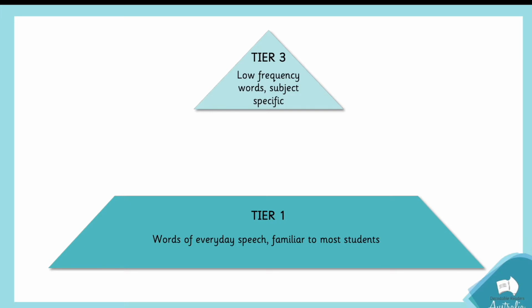Next is our Tier 3 words. These are low frequency words, but usually subject specific. Tier 3 words really come in when you're teaching specific content. So for example, you're in a science lesson and you're looking at tornadoes or hurricanes or erosion. These types of words are really subject specific. They're low frequency unless we're using them in a specific topic. So those Tier 3 words are really subject specific, but they also require explicit teaching when looking at that content knowledge.